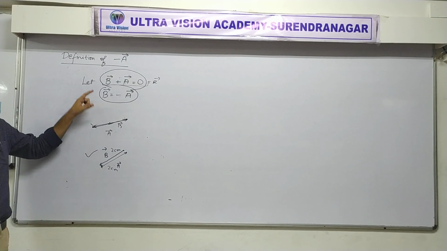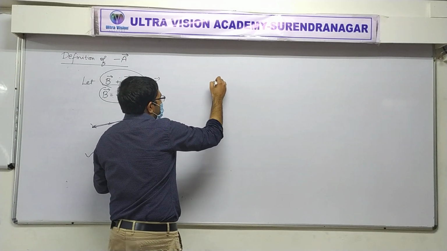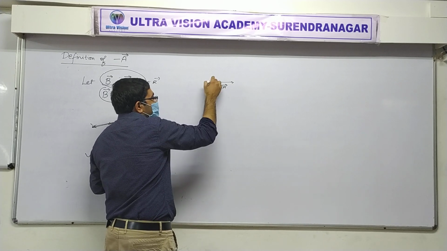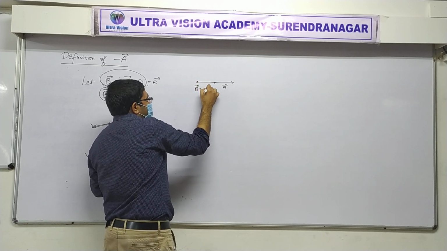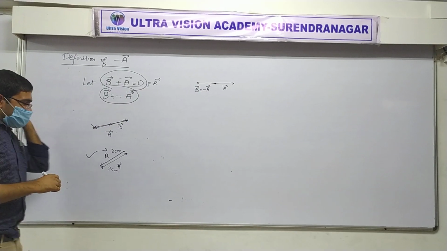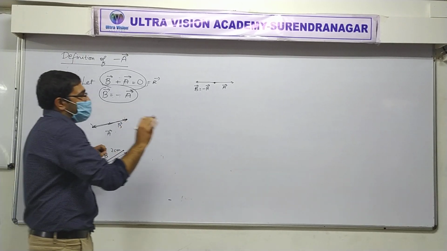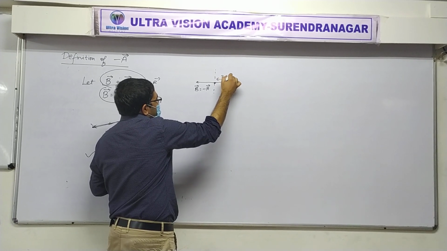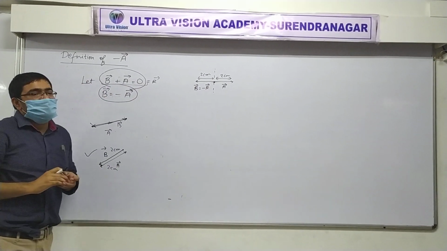Only here, to prove it, I have drawn it like this. You can also draw it in this form: if this is A vector, then here is B vector, which is equal to negative of A vector. Instead of drawing it from this point, I am drawing it from this point. The basic idea is that the magnitude should be the same, but the direction should be opposite.